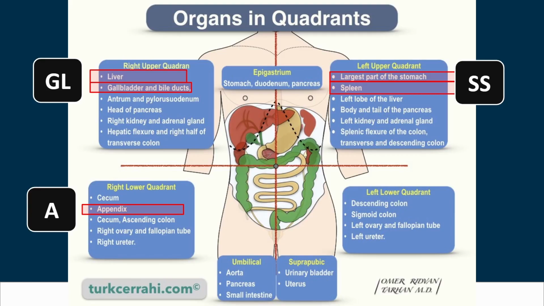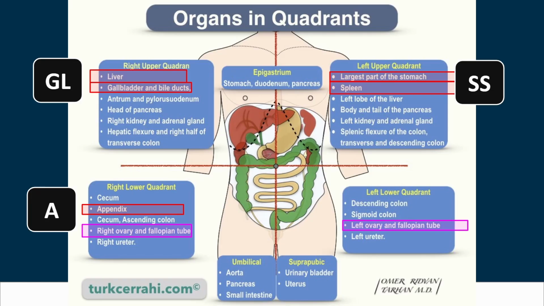So I start with the mnemonic GLASS in the upper right quadrant, knowing that the liver and the gallbladder are there. Knowing that just below that in your lower right quadrant is your appendix. And then on the upper left quadrant is most of the stomach and the spleen, and that's the GLASS acronym.